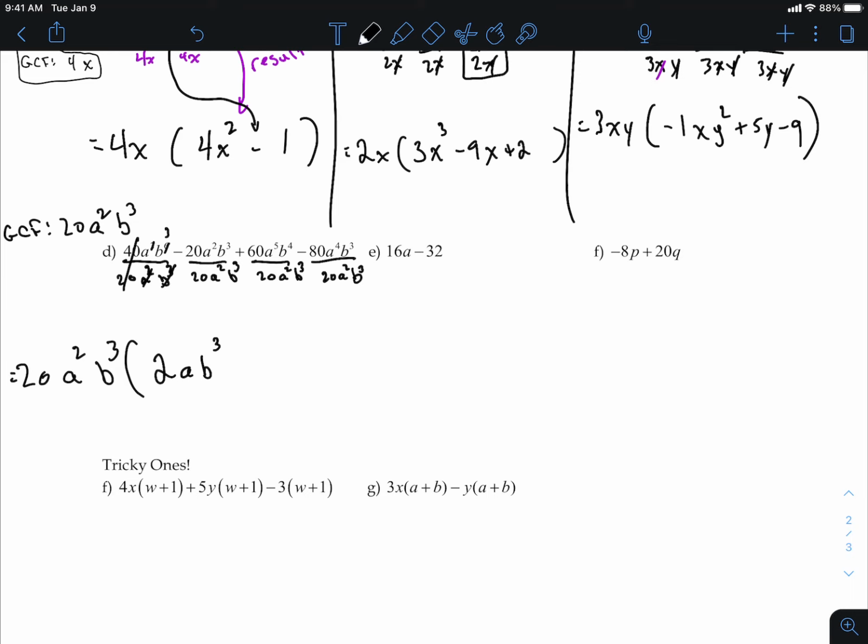Negative 20 divided by 20 is going to be minus 1. 2 a's cancel with 2 a's. 3 b's cancel with 3 b's. That's a nice one. Let's go to the next one. 60 divided by 20 is going to be 3. You guys are ahead, eh? 2 a's cancel with 5, or 2 in the top, leaves you a cubed. 3 b's cancel with 3 b's in the top, leaves you with 1. And then negative 80 divided by 20, 4. 2 a's cancel with 2 a's, leaves you with a squared. 3 b's cancel with 3 b's. You're done.